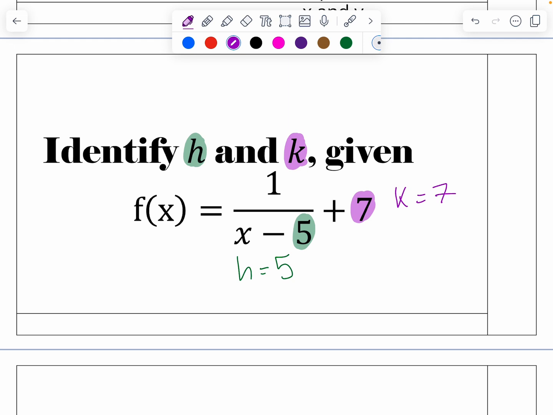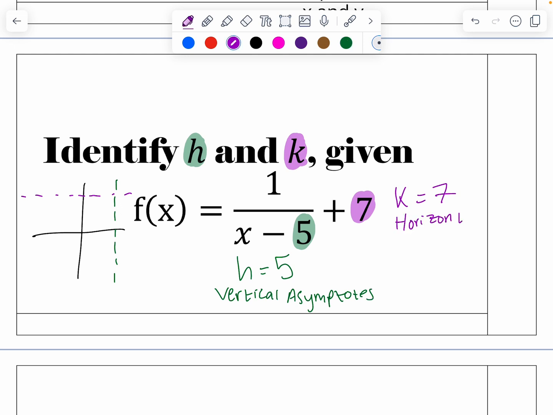When we were doing this in our notes, we took it a step further, and that was the bonus part of these two questions in our review game: where were the horizontal and vertical asymptotes? Those were the invisible dotted lines that our graph can get really, really close to, but will never ever touch. We have one at 5, and we have one at 7. What I want you to note here is that h gives us our vertical asymptote, and k gives us our horizontal asymptote.